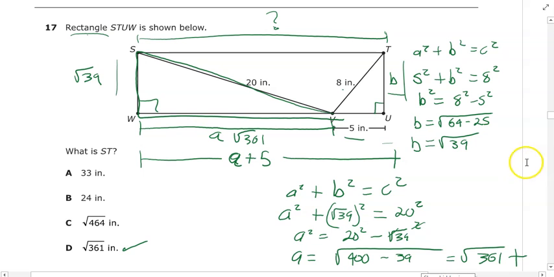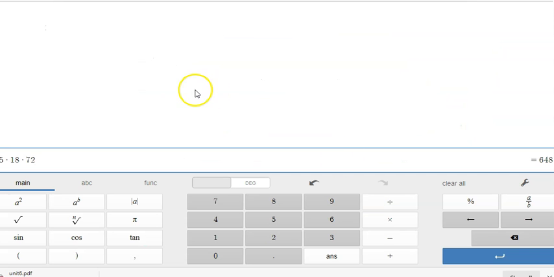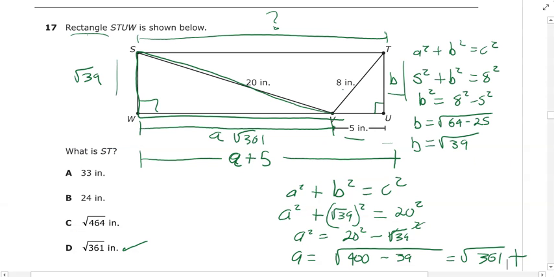Square root of 361 plus 5. So square root of 361 is 19 plus 5. So then plus 5 should be 24. Yep, looks like we get 24 for that one. Tricky question. Yeah, we needed to add a plus 5 on that one.